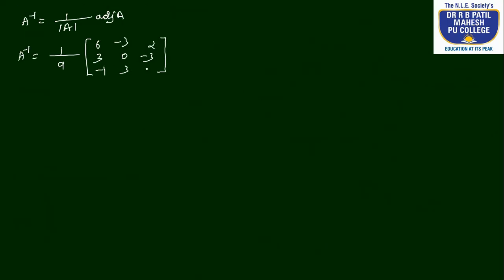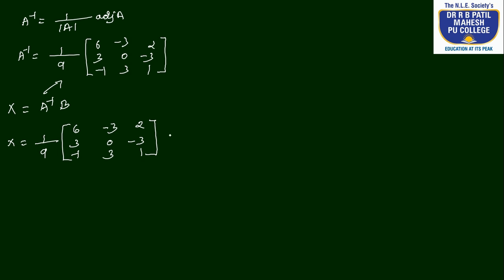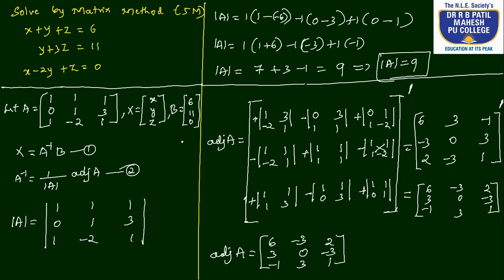Okay, next substitute in the first formula, that is X equal to A inverse into B. X matrix, A inverse is here, write it as it is, 1 by 9, 6 minus 3 2, 3 0 minus 3, minus 1 3 1. This is A inverse into B. B means the constants which we have written in the matrix B: 6 11 0.